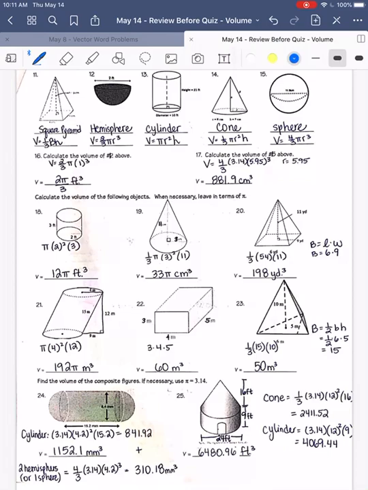23, 24, and 25. So just FYI, on number 21, even though it's slanted, you do not need the slant height, and you do not need this number here, which is just to help you find the height. So this is your radius, this is your height. I think everybody, or most everybody, got that one right.